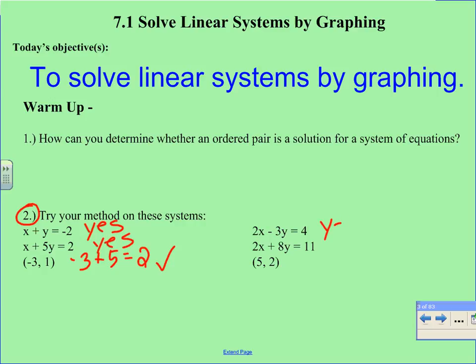All right, Melissa, and the second one was 5, 2 a solution of the first equation? Good, yes. And Jackie, was 5, 2 a solution of the second equation? Good job. This one was no. The reason this one was no is 10 plus 16 does not equal 11. So that one was no.